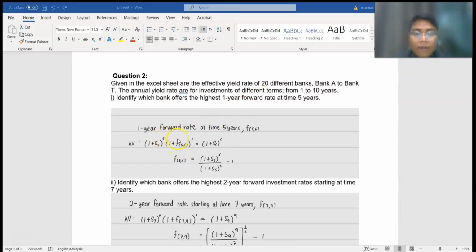Because the question asks us to find the 1-year forward rate at time 5 years, which is F56. The accumulated value formula is 1 plus the spot rate at time 5 years, altogether to the power of 5, multiplied by 1 plus F56, the 1-year forward rate at time 5 years, to the power of 1, is equal to 1 plus the spot rate at year 6, altogether to the power of 6. So we can find F56 by using this formula.